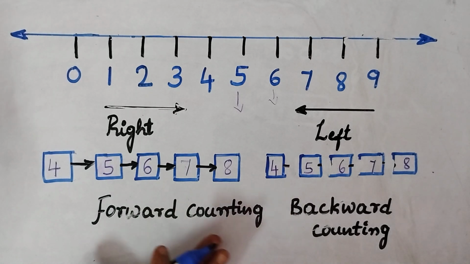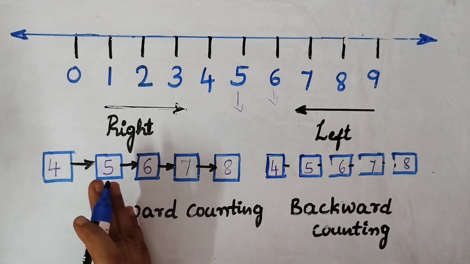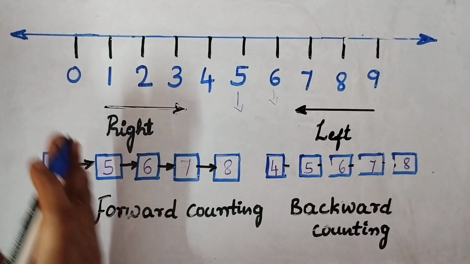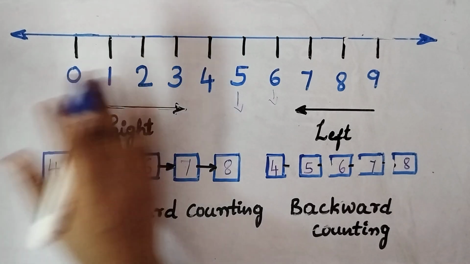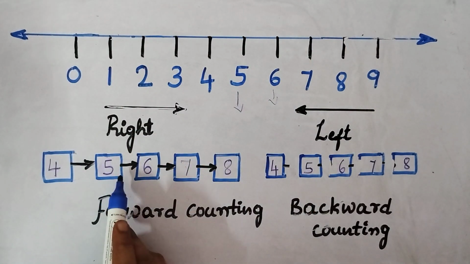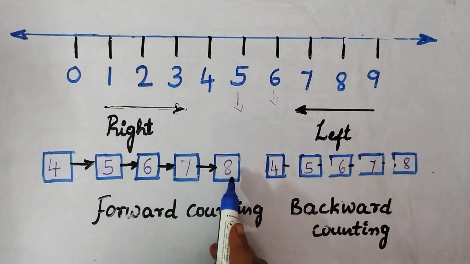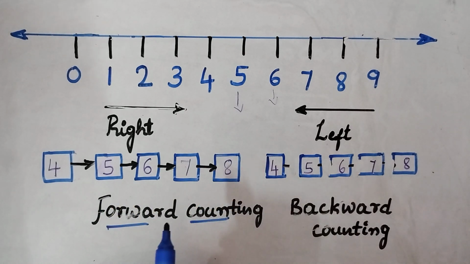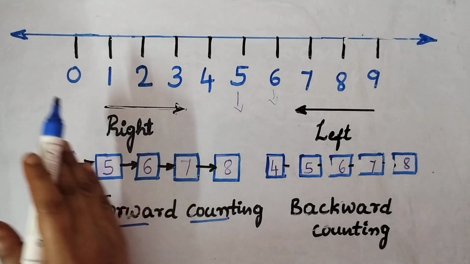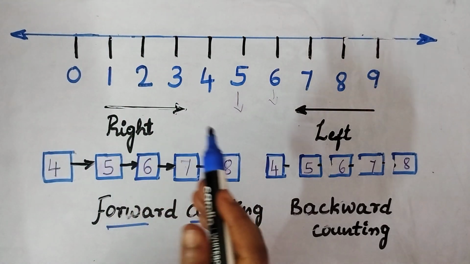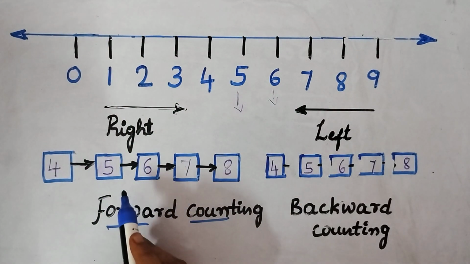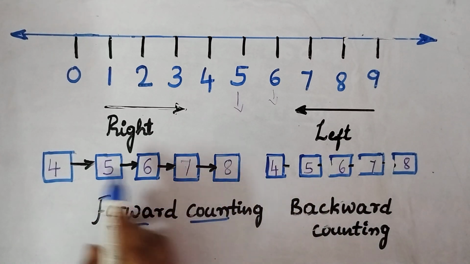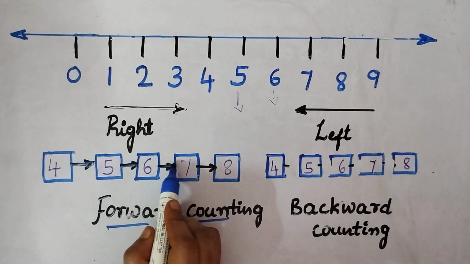Forward counting means counting forward, means going ahead. We count forward when we move from left to right on a number line. For example 4, 5, 6, 7, 8. Okay, so this is forward counting. We count forward when we move from left to right. The numbers increase when counting forward. For example 4, 5, 6, 7, 8. Like this, left to right, I will show you arrow mark here.